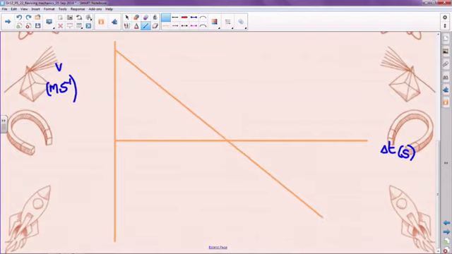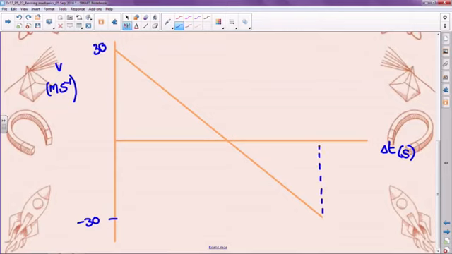Okay, now writing everything we know about ball A. So it was thrown up at 30. The bottom part here goes to minus 30. They wanted to know what time it reaches the ground. So that's 6,12 seconds. I'm just making up numbers as I go along because I can.